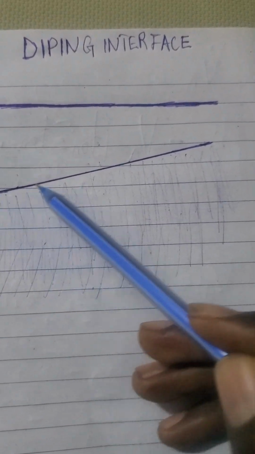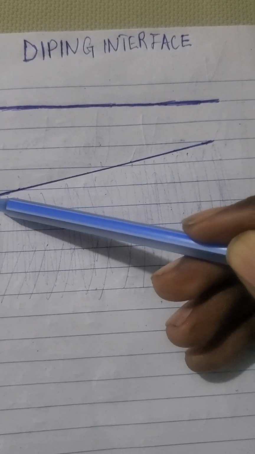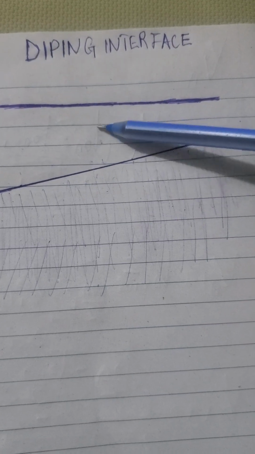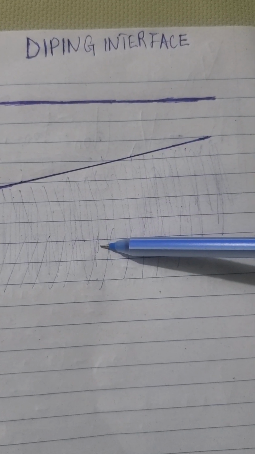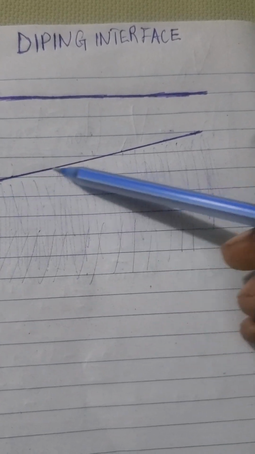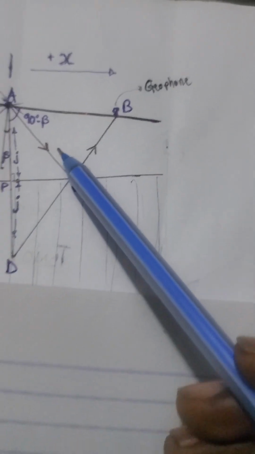Let's look at the dipping interface, the layer above it, and the boundary that separates the upper layer and the lower layer of the earth materials, which is dipping by some amount. Look for this structure.